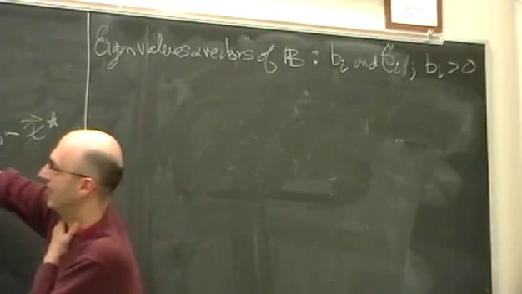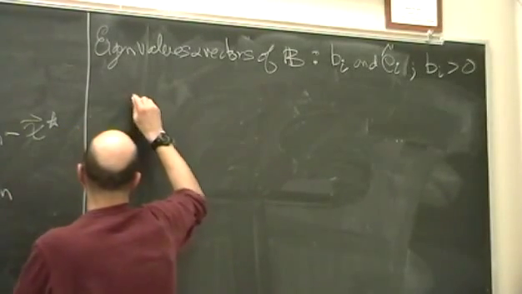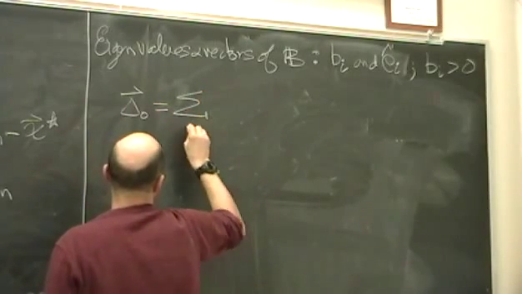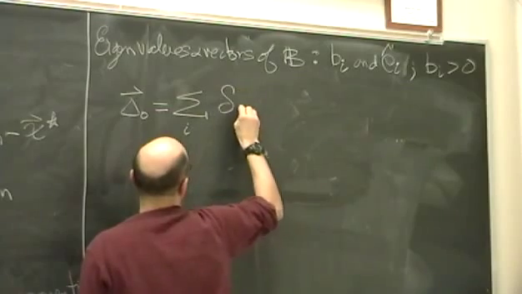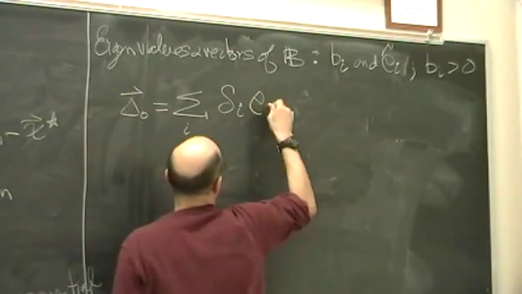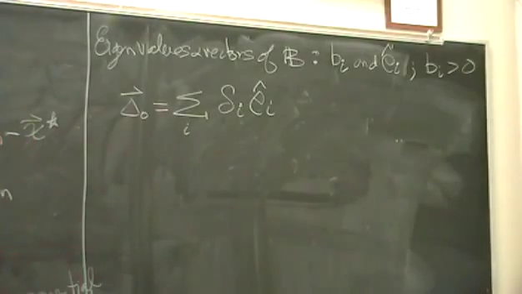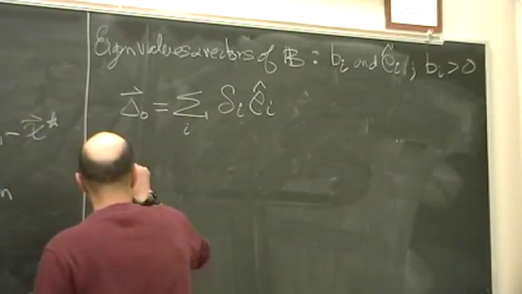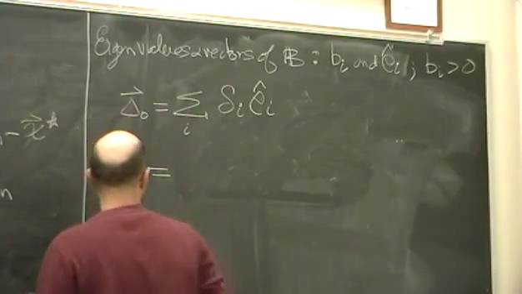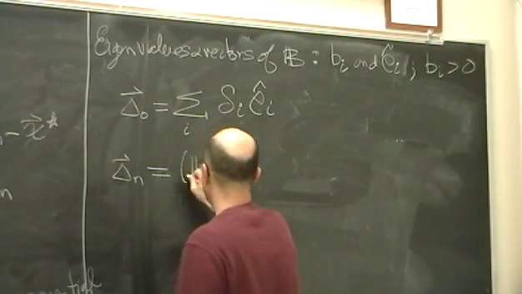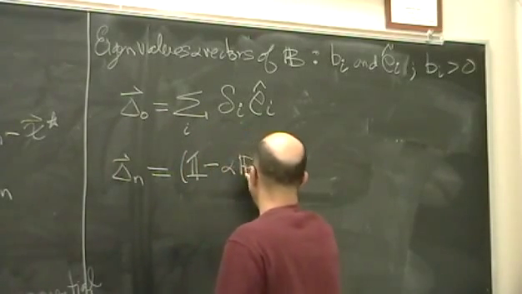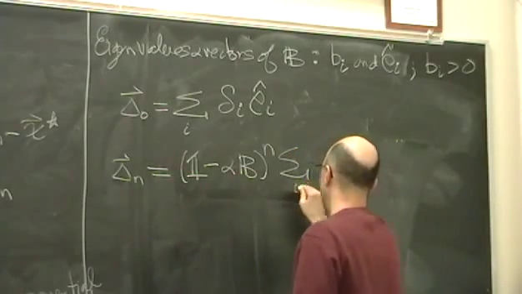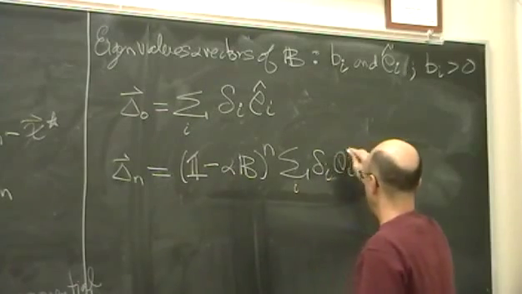Well, looking at each step of my iteration, this means, for instance, that the error on step 0 I can clearly expand in my eigenbasis as some series of errors along each of the different eigendirections, with a certain magnitude of error in each case. And then the error on the nth iteration, I just have to apply (1 minus alpha B) to the nth power on delta 0. I'm going to write it out: the sum of delta_i e hat i.